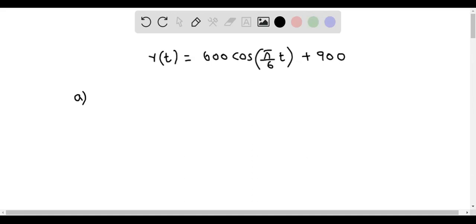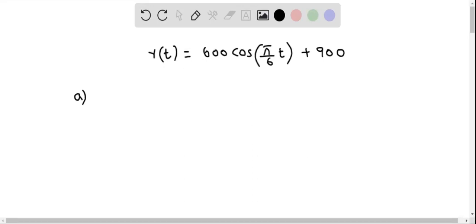Let's answer part A. Here we determine the number of rabbits in the third year. So basically, we have to plug in t equals 3 into the R of t function. R of t basically describes the population of the rabbits. So I'm going to plug in t equal to 3 into the R of t.